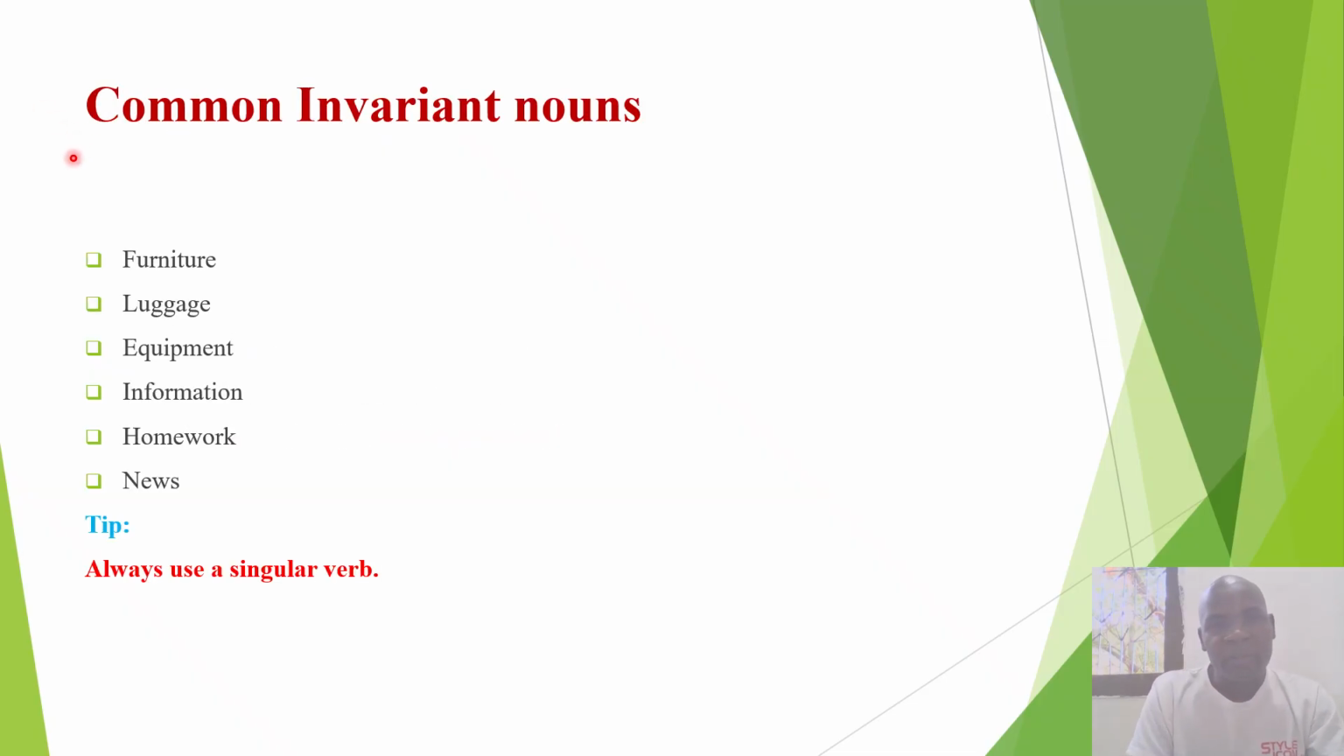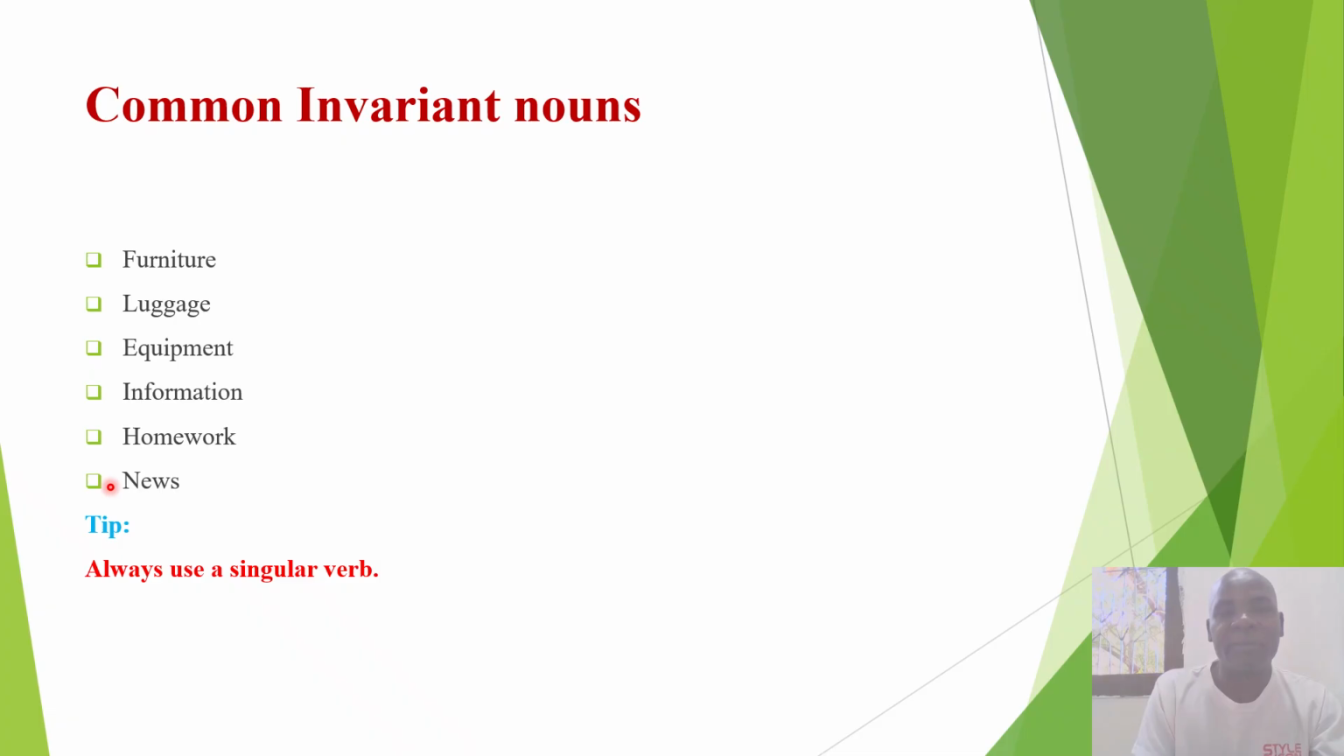Then these are some of the common invariant nouns that we have in English. My list is not exhaustive. We have very many, but in this lesson we are going to highlight these few. We have furniture, luggage, equipment, information, homework, news. The way you see them, they are in singular form. They don't change into the plural. They don't change their form.